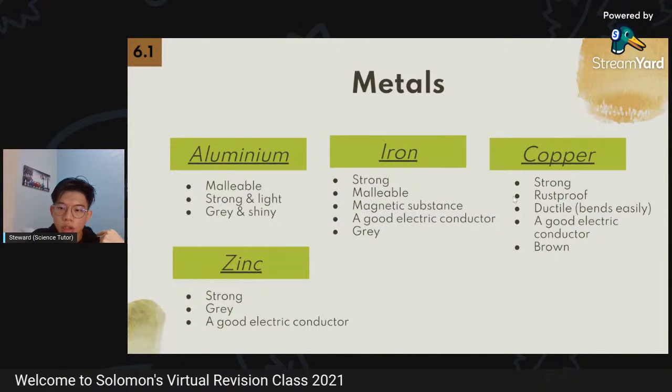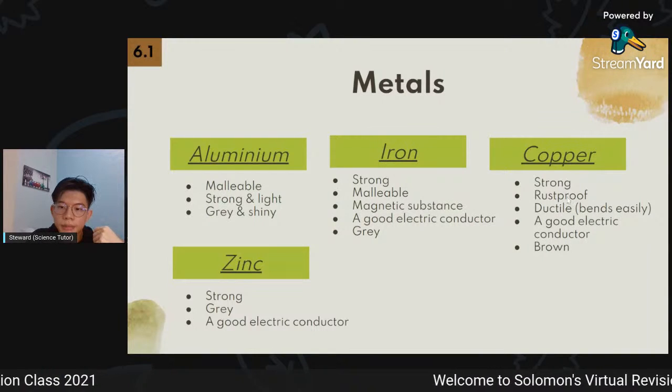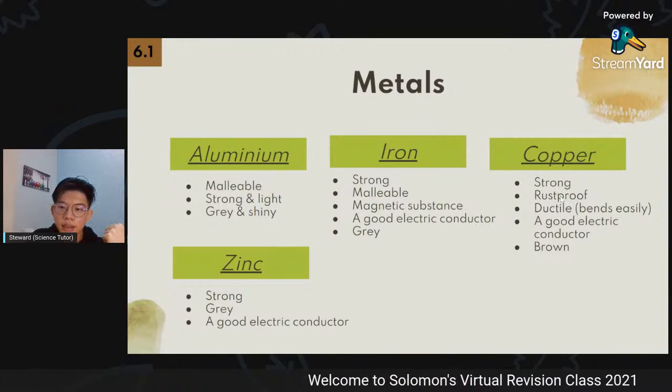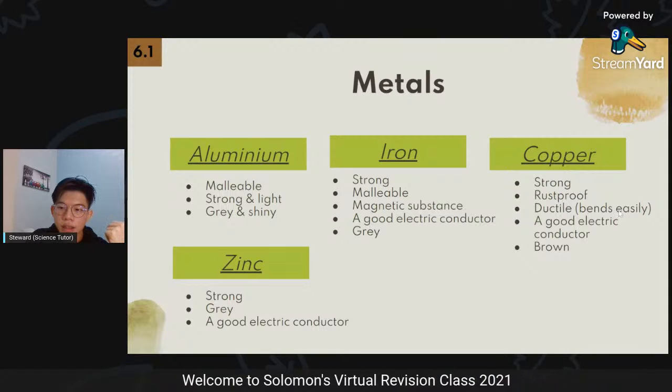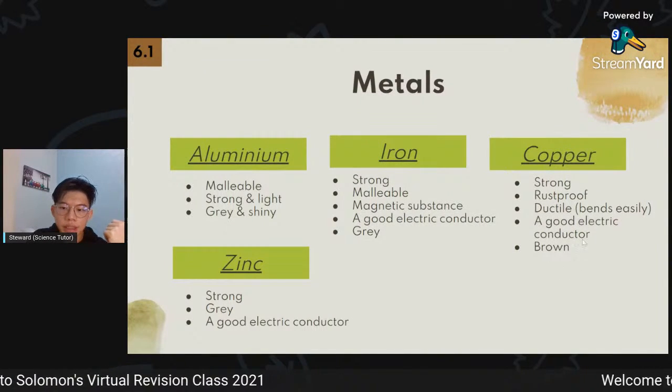Copper ni dia strong. Dia rust proof. Maksudnya dia tak senang nak rusting. Okay. Lepas tu ni ductile. Dia bends easily. Good electric conductor and brown in color. Ini dia punya karakteristik brown.